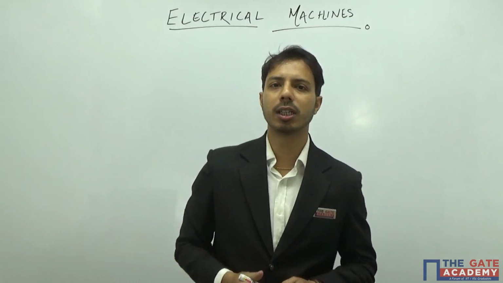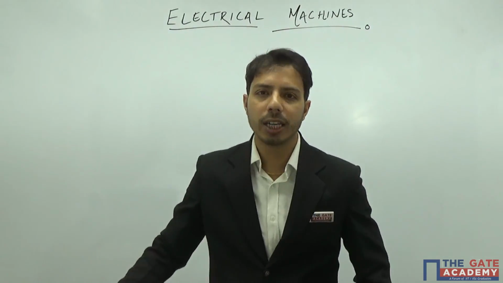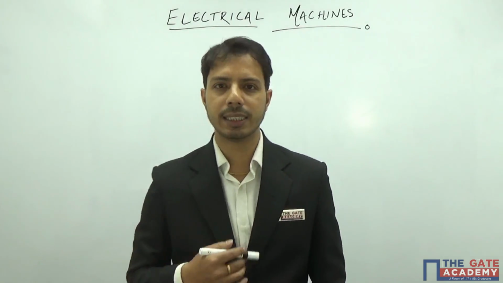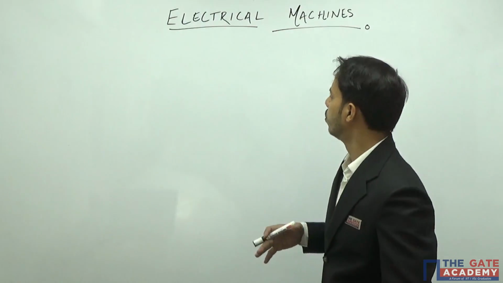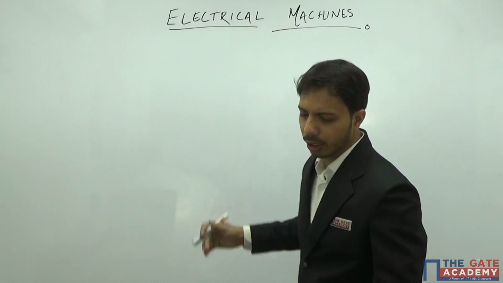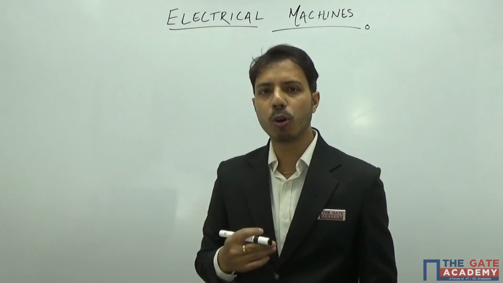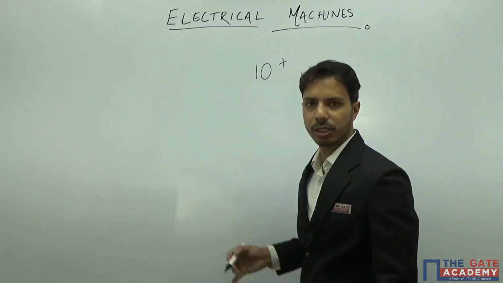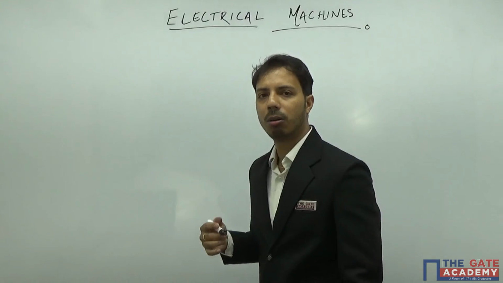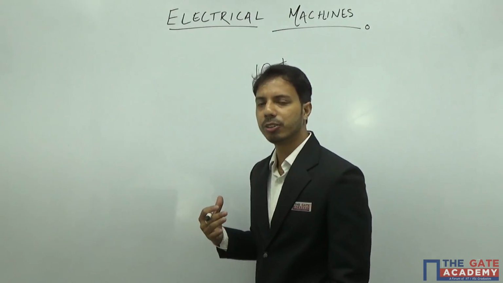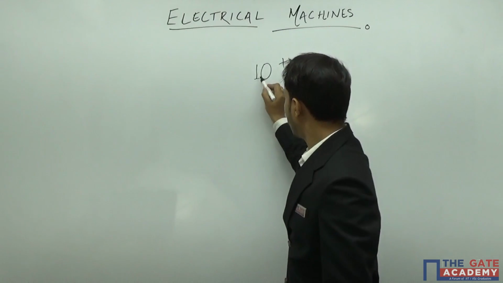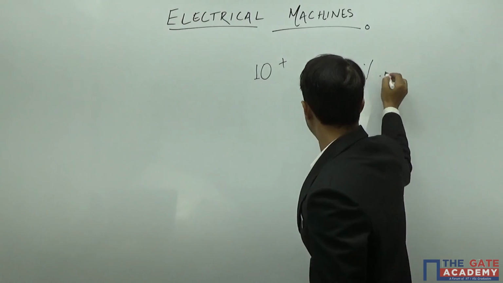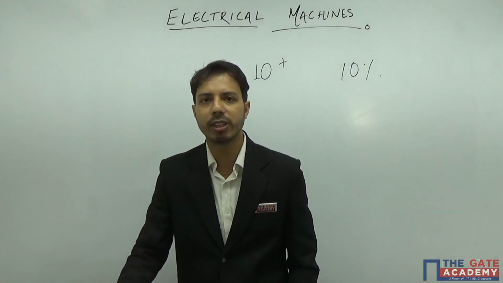Today we are going to discuss the topic called electrical machines, which is a core subject for electrical engineers in GATE. The weightage of this subject is more than 10 marks. If you see the average of this subject for the last 10 years, it's around 10 to 12 marks, which is just 10% of the complete syllabus. Which is very high.